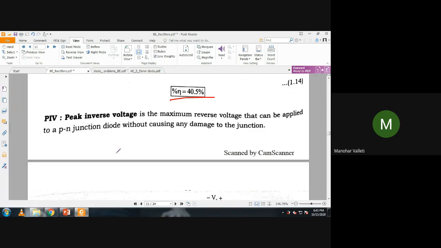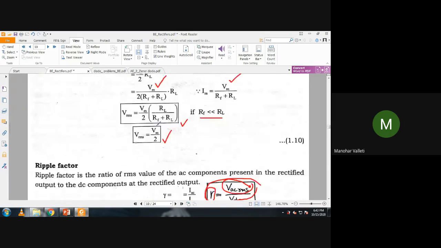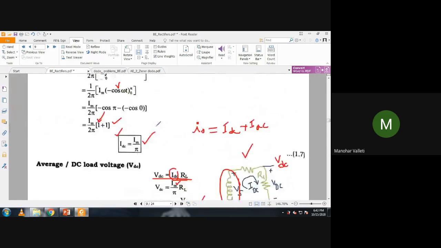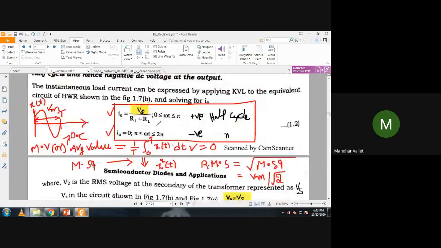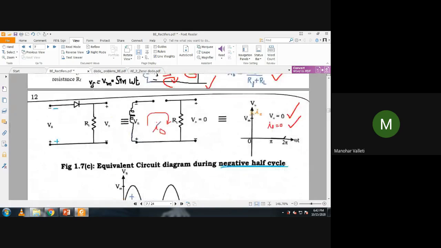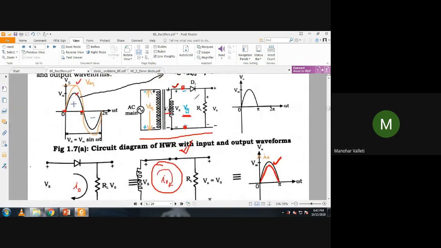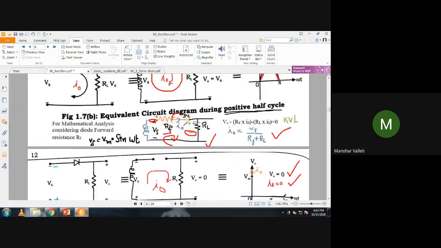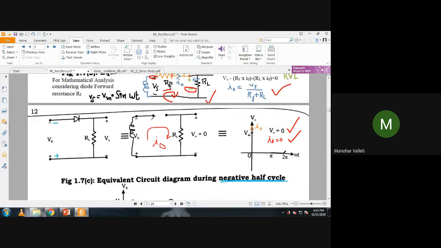A very, very important parameter for a rectifier is the peak inverse voltage. The definition is the maximum reverse voltage that can be applied to a PN junction diode without causing any damage. This can be realized like this. Whenever a diode is in the circuitry, let us take the half-wave rectifier circuit. Whenever you are applying reverse bias, as you know, an ordinary diode has to be operated within the reverse breakdown region only, right?